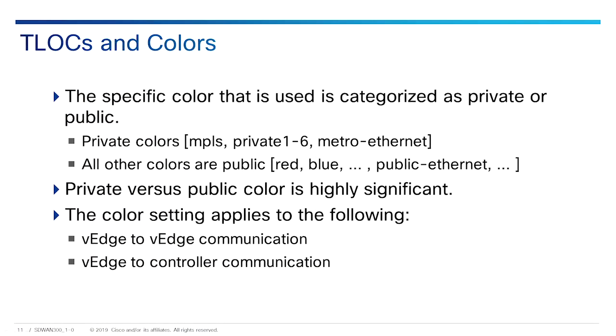We're going to get into them further as we go and we create more. We actually get into the configuration of this and we show you how we're actually doing it. But the specific color is used as categorized as private or public. So the private color is MPLS, private, et cetera, and all the other colors are going to be public. It's very important and has implications on vEdge to vEdge and vEdge to controller communication.